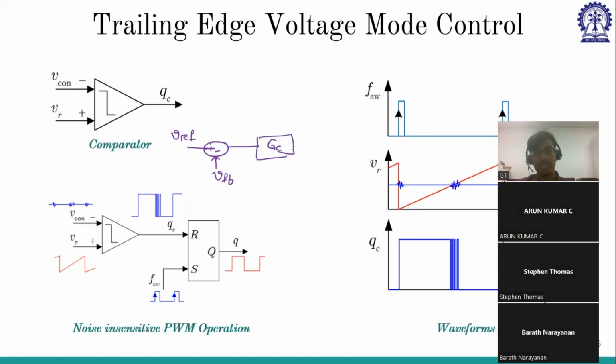So this GC is the controller. This is the V error. The output of GC gives the control voltage, which we are comparing with the ramp. I have discussed that even if there is noise here, it won't be reflected in the Q. The switching frequency is the set pulse, and QC is the reset pulse, and using this SR latch we are getting this Q. So in voltage mode control, it is a single loop control. We have only the output voltage loop, and we are designing the controller, which gives VCon, which is compared with the ramp.